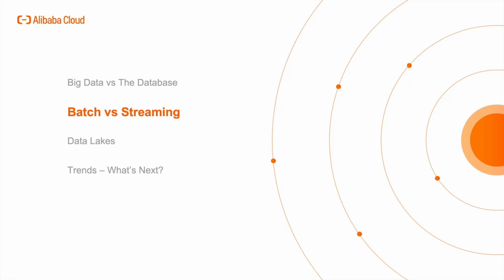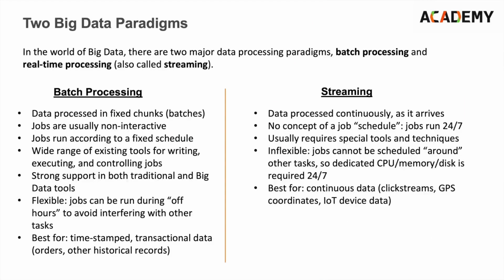In this next section, I want to introduce the differences between the two major data processing paradigms in the world of big data, that is batch versus streaming data processing. So in the world of big data, there are essentially two major data processing methodologies or paradigms. There's batch processing and real-time processing, which is sometimes called streaming.